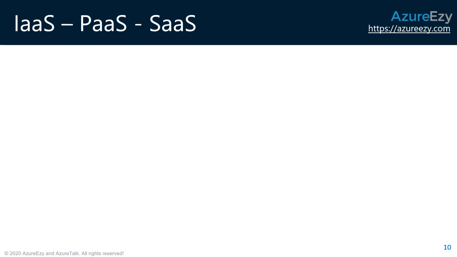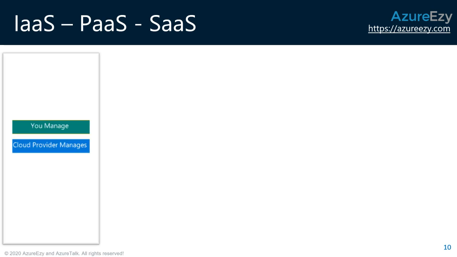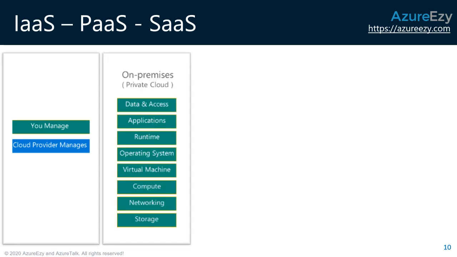Now, what do we mean by IaaS, PaaS, or SaaS? When you use cloud, any cloud, and right now we'll be talking about Azure, there are two aspects that come into picture: what are the things you are going to manage, and what are the things the cloud provider is going to manage. Before cloud, we were already using various services provided by the IT infrastructure team of our company, of our organization, and that was, or that is, called on premises.